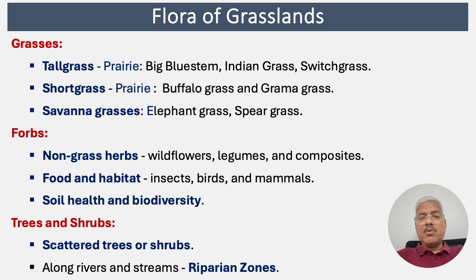Some grasslands have scattered trees or shrubs such as oaks, maples, and other trees. Along the rivers and streams, grasslands often have riparian zones with trees and shrubs like willows, cottonwoods, and other plants.